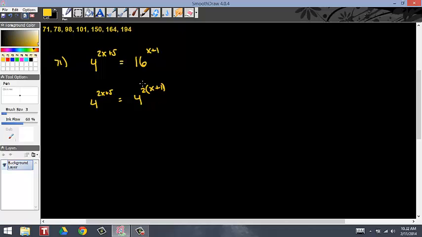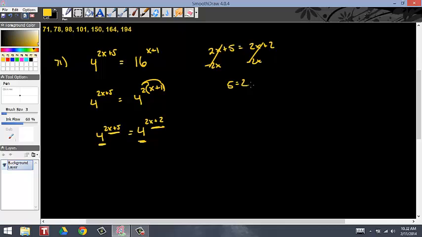Now from here I'm going to distribute my exponents in, so this is going to be 4 to the 2x plus 2 is equal to 4 to the 2x plus 5. Because my bases are the same, that means my exponents are the same. So I really have 2x plus 5 is equal to 2x plus 2. I'm going to subtract 2x from both sides, and I get 5 equals 2. That's never true, which means there is no solution.